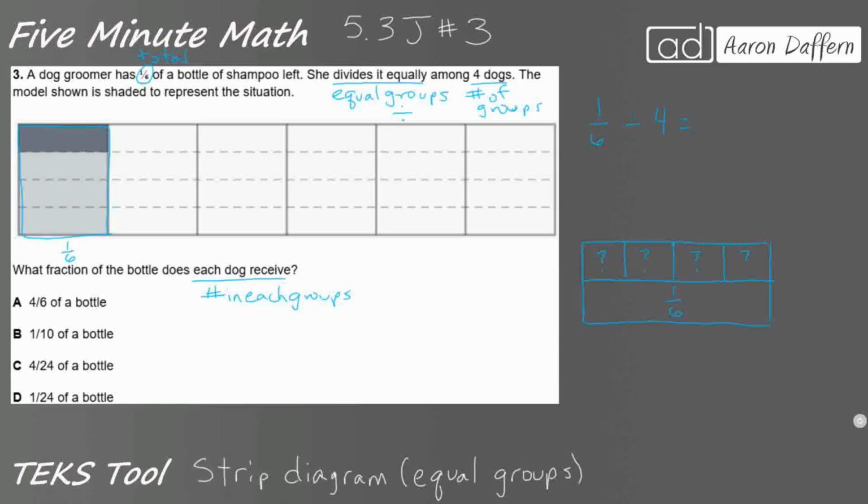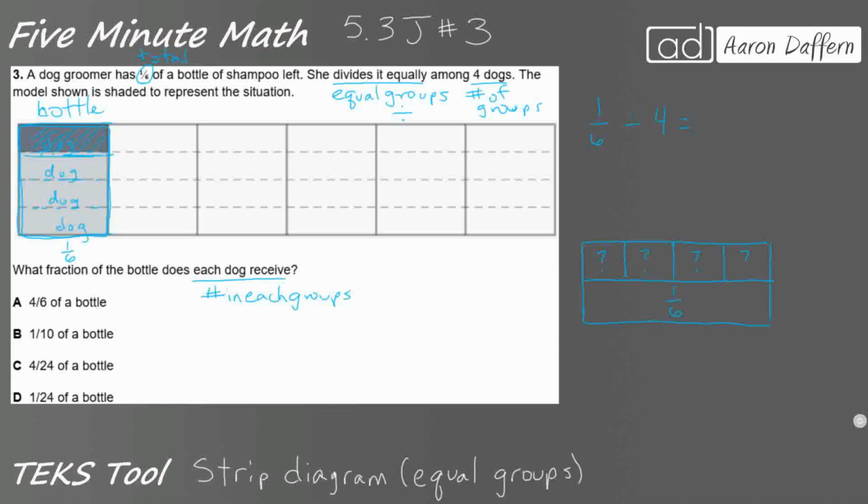Okay, so this 1/6 right here, this what I've already outlined, that's the bottle. That's how much is left. But then what the groomer is going to do is she's going to take this bottle and, see these lines right here, these lines split the remaining amount into the 4 equal pieces. Those are the 4 dogs. Okay, so dog, dog, dog, and dog. So how much does each dog receive? So now I'm looking for this right here.